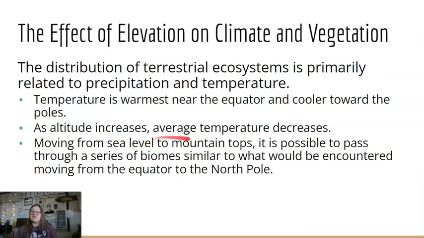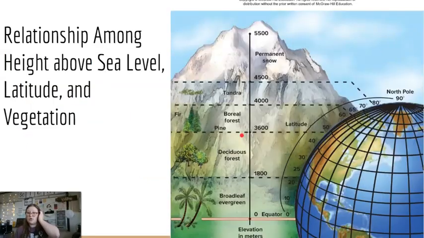So moving from sea level to mountaintops, it's possible to pass through a series of biomes that would be similar to what would be encountered moving from the equator up to the North Pole. And that's kind of what that looks like. At the top of our mountain, we could have something like tundra or permanent snow, when at the bottom, it could be a broadleaf evergreen forest that's a little bit more warm and gets a lot of rain. And then that same thing's going to happen as we go from the equator up in latitude as well.